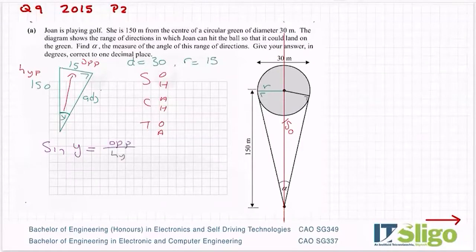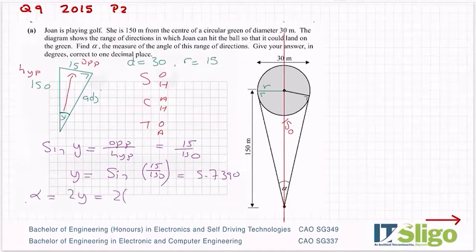So opposite over hypotenuse, which is equal to 15 over 150 again. So you can see that the maths are the exact same. It's just the identity that has changed. So it's the sine inverse of 15 over 150, which is equal to 5.739 degrees. Alpha is still equal to 2y, which is equal to 5.739 degrees.